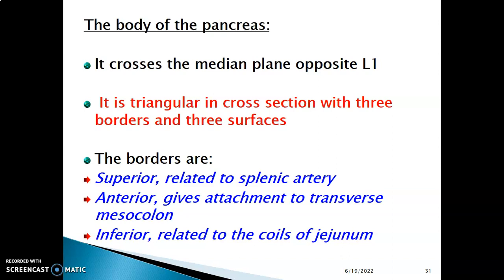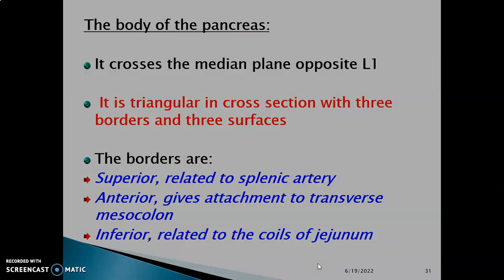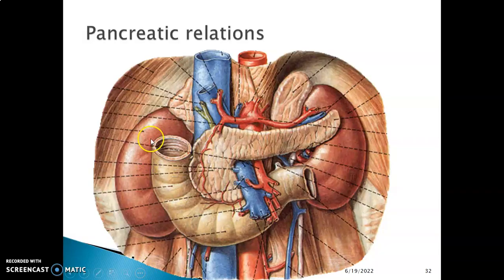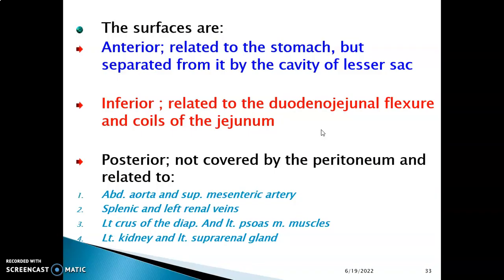The body of the pancreas is triangular in cross-section and has three borders: a superior border related to the splenic artery, an anterior border giving attachment to the transverse mesocolon, and an inferior border related to the coils of the jejunum. So you can appreciate the C of the duodenum, the superior mesenteric vessels, and the inferior vena cava. This is the body and the tail of the pancreas.